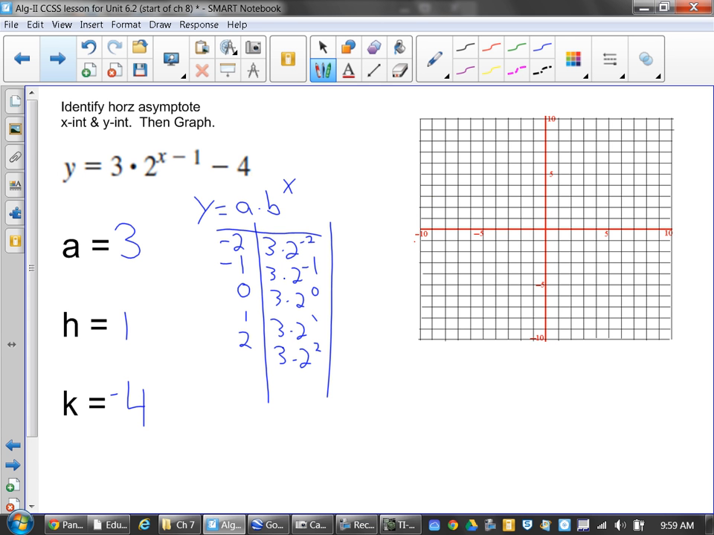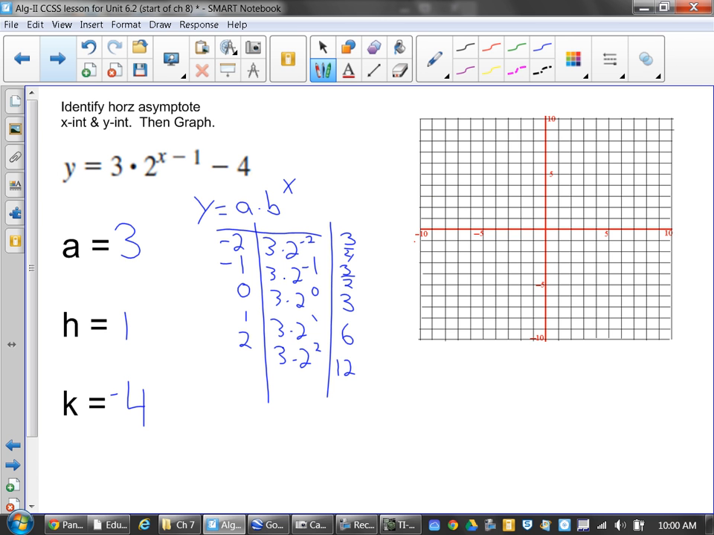So 2 to the -2 is what? 1/4 multiplied by 3, you get 3/4. Next one, you get 3/2. What's the next one? 3. 3, good. What's the next one? 6, and 12. Everybody all right with that? Okay.